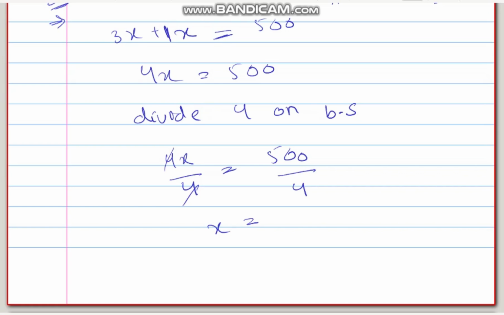How will you do that? Basically, I can simply take 2 first. 2 multiplied by 2 is 4, and 2 multiplied by 250 will be 500. So this is very important. Again, I will get 250 by 2. I can do that. 2 multiplied by 1 is 2, and 2 multiplied by 5 is 10.